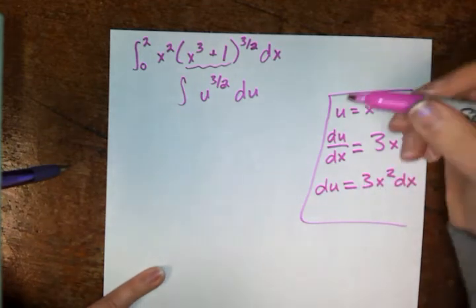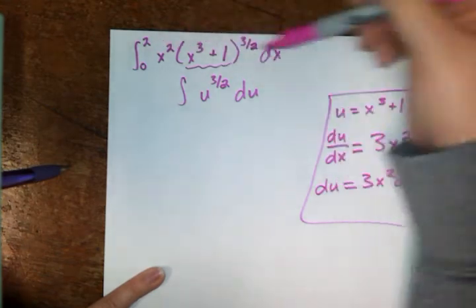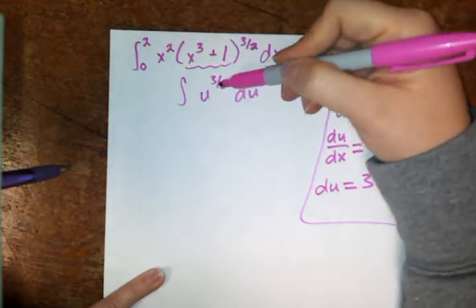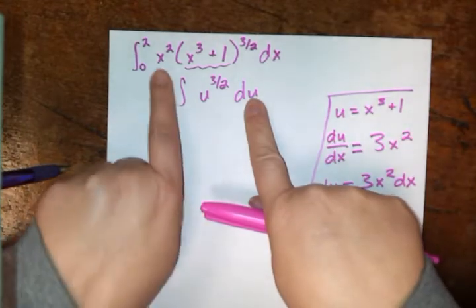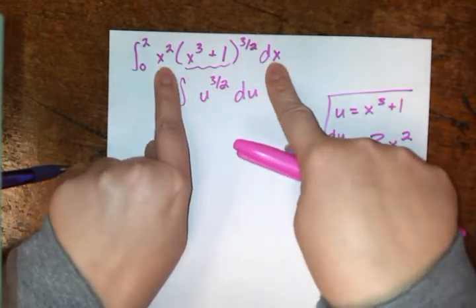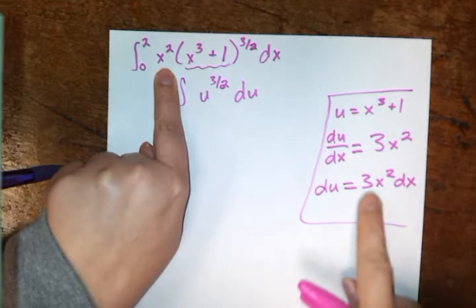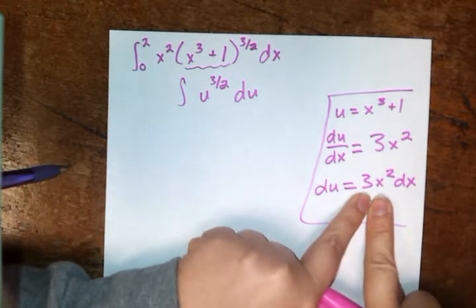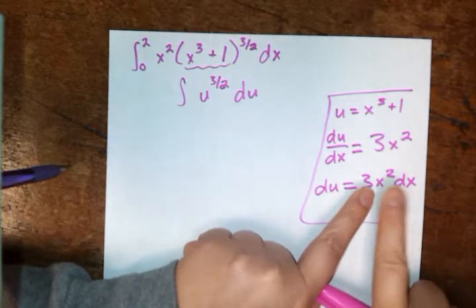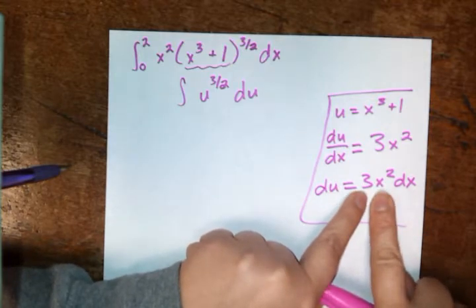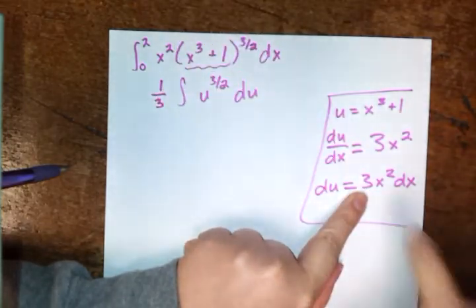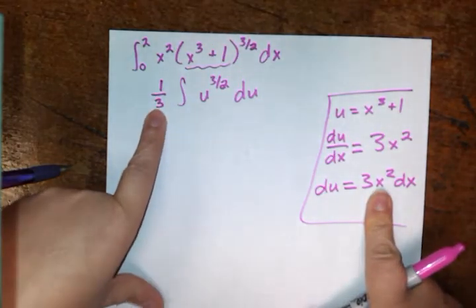Okay? So let's check and see if that takes care of what's left in our function, because we already said this is our u to the 3/2. So du should equal x squared dx in a perfect world. Well, here we've got 3x squared dx, so we're not in a perfect world, but it's not a big deal. We have 3 times as much as we need here, so we need to divide our entire integral by 3. That's the same as multiplying it by 1/3.